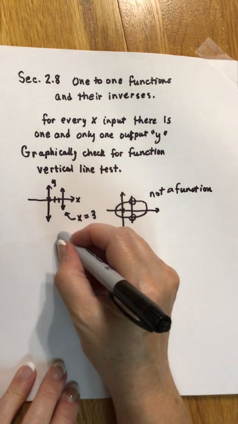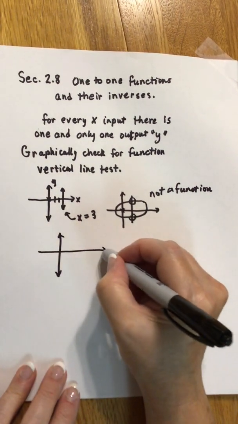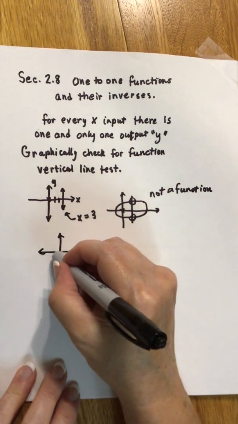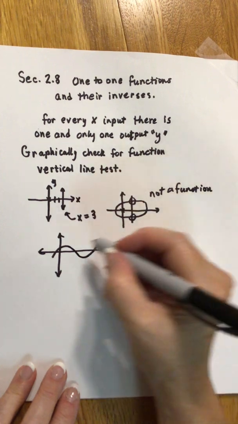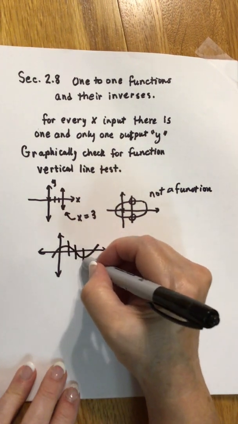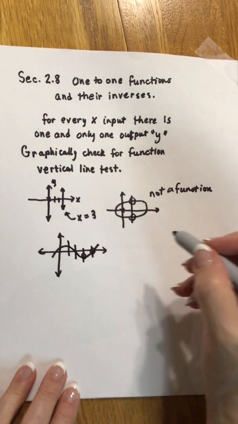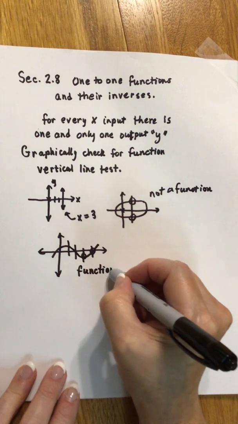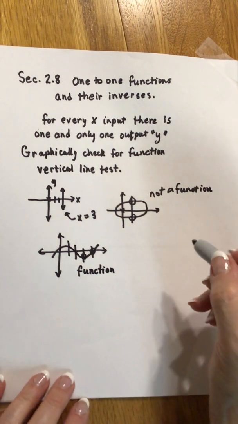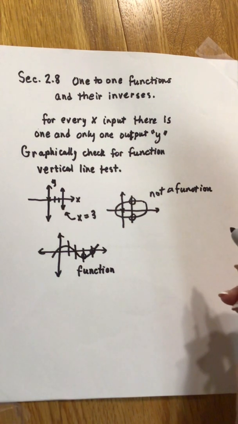If I gave you one that looked like this, again, here's my x and y axis, and my picture looks something like that. Then for every x that I draw a vertical line, it only touches in one spot each time. So this one would be a function. Now we already know how to do a function. Like I said, for every x there's one and only one y. For every input there's one and only one output.